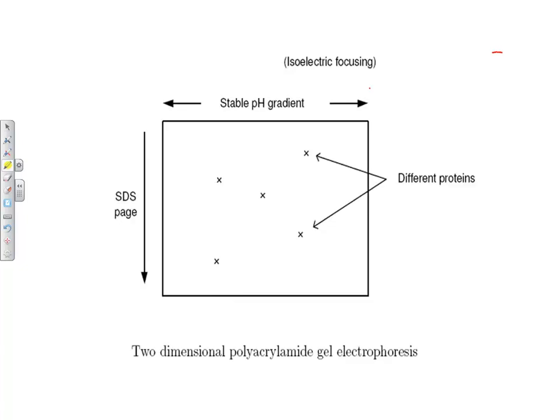So this is the picture for that. In one direction you have applied the stable pH gradient. In the other direction you're running SDS-PAGE. So on this side there is separation based on charge, like this one and this one have been separated based on charge, but the separation of this one and this one in this direction is due to the size of the proteins. So this is two-dimensional polyacrylamide gel electrophoresis.